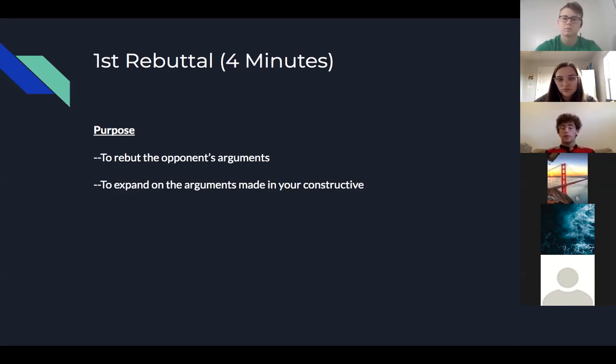You also want to expand on the arguments made in your constructive. Because the opponent has not yet given their rebuttal, there's no real need to defend your arguments against anything, but just to make them stick in the judge's mind. Go back over the impacts really quickly and make sure the judge has a full understanding of your arguments and that the impacts of those arguments really stick in your judge's head.